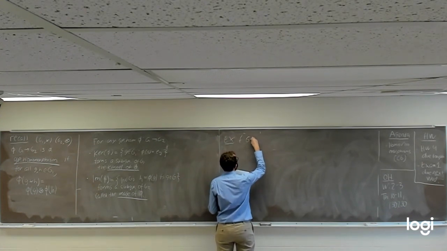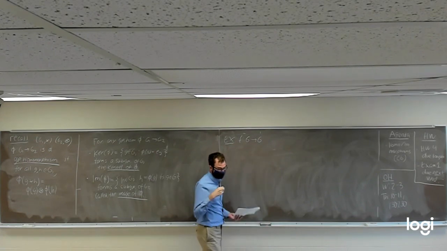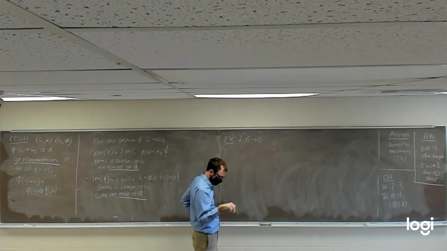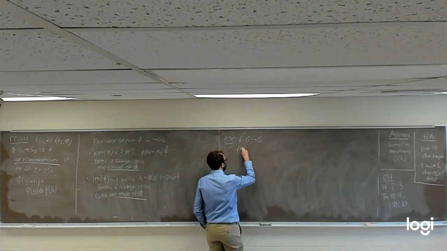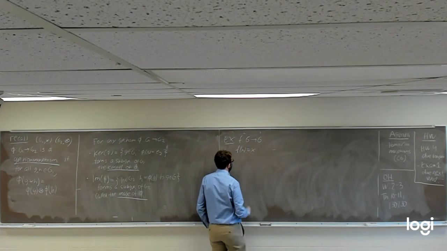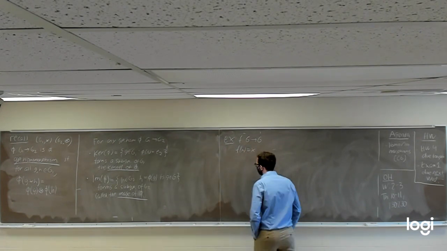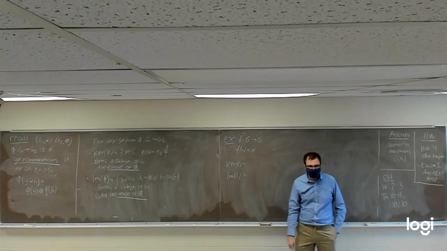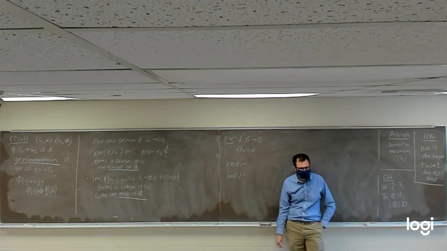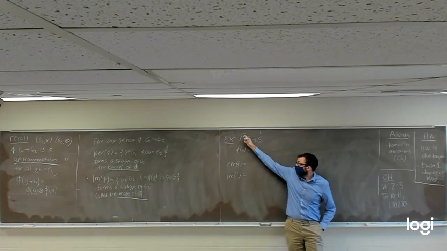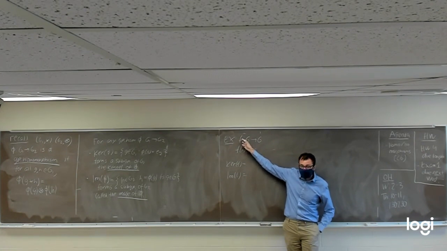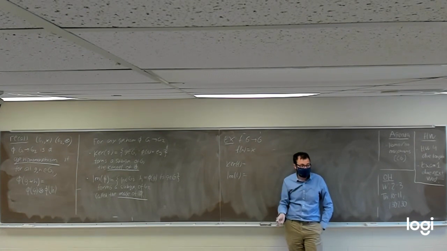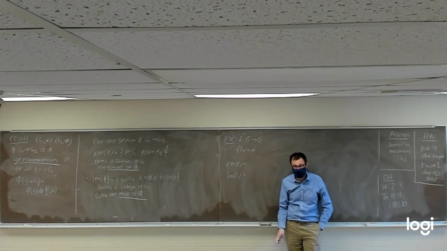So let's say we have a function f that goes from some group G to the same group G. And let's say that map is the identity map. What's going to be the kernel of this map? In other words, which elements in our first group are going to get mapped to the identity element of the second group?